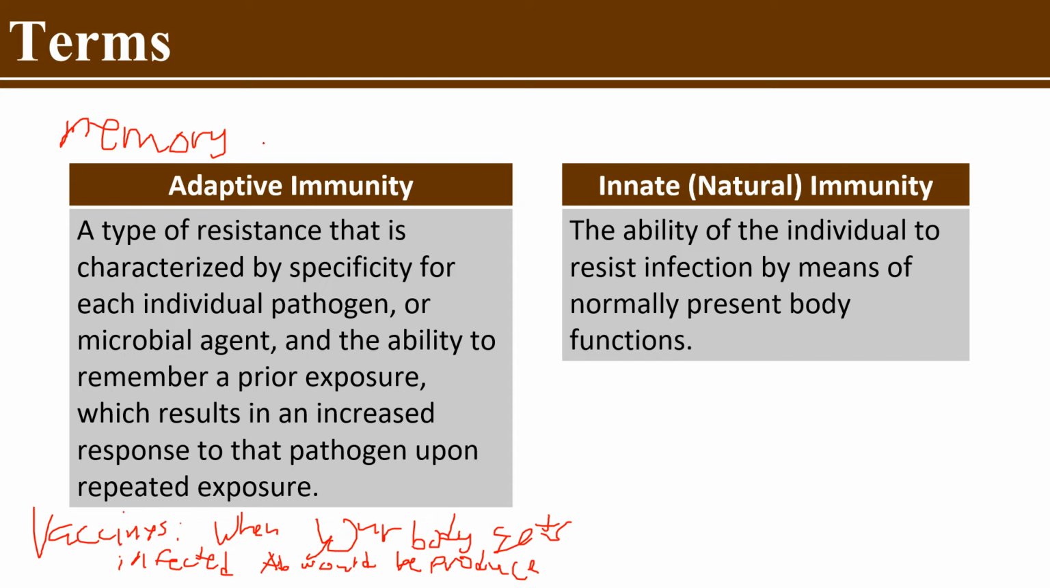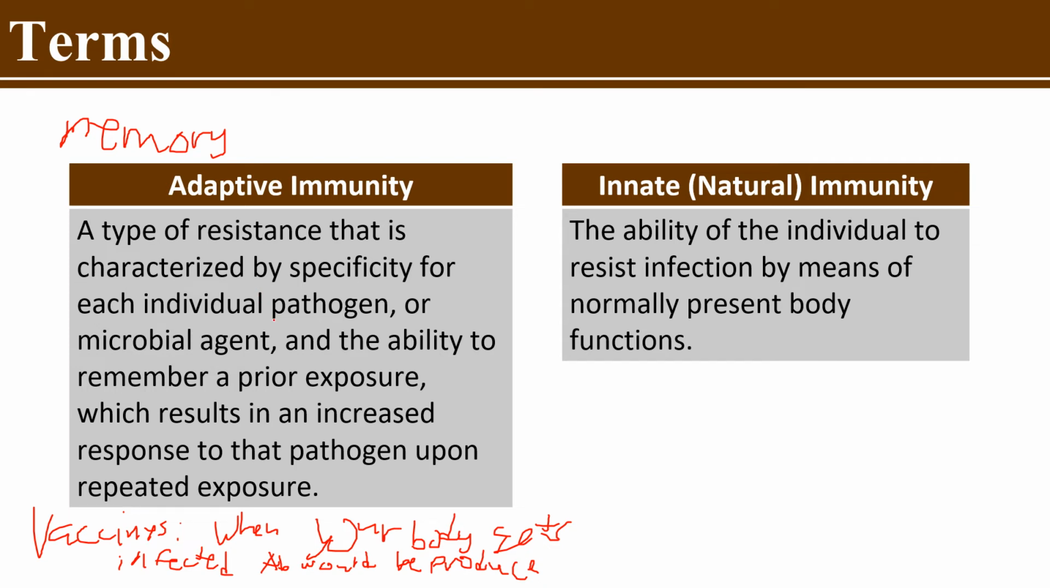Again, your adaptive immunity class would allow your body to remember a prior exposure. It usually involves vaccines, wherein a certain pathogen, let's say a virus, would infect your body, and antibodies would be produced against that virus. Now, let's say you get treated, you're well.